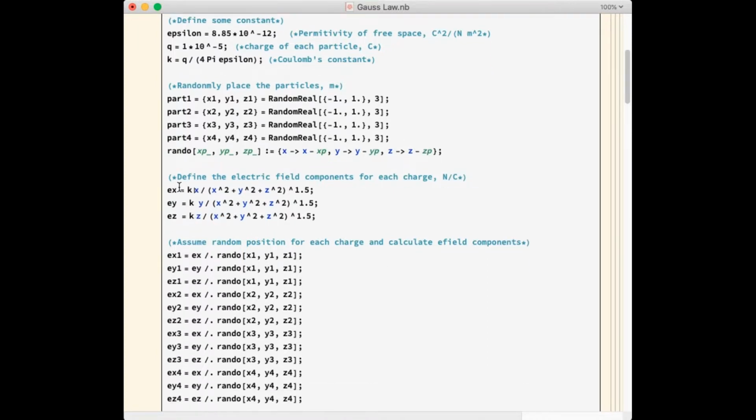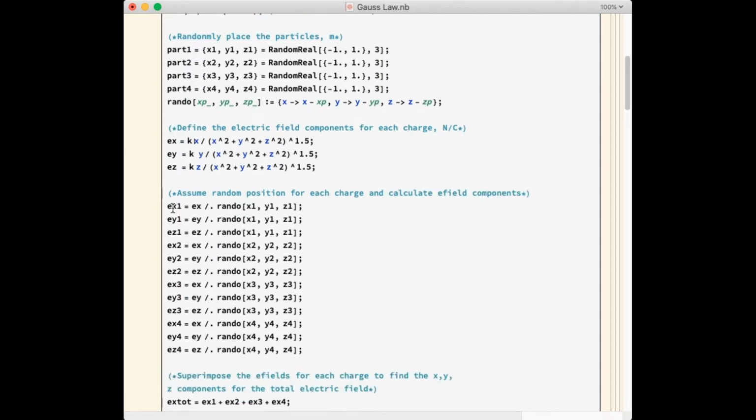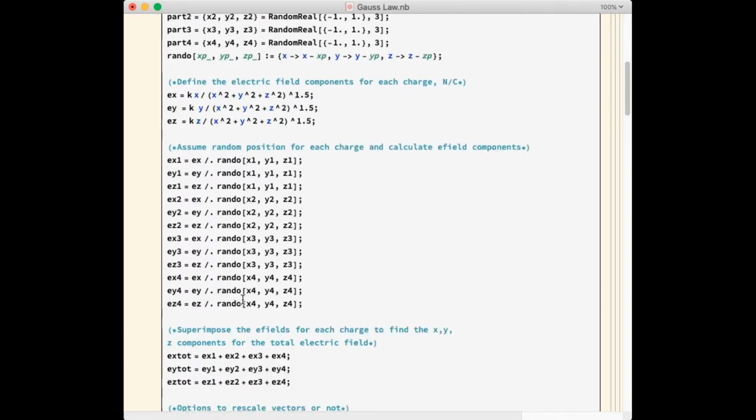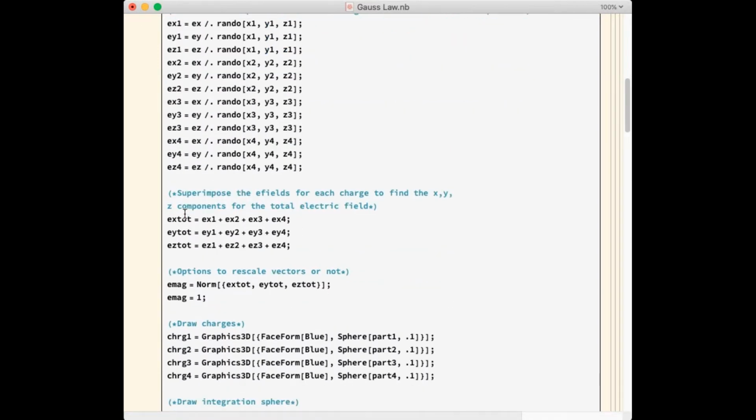I'm doing it in a way where I can define this equation, and then down here I'm actually substituting in values for the x, y, and z components of each of the charges. So these are all the electric field components in the x, y, z direction for each of the 4 particles. And this is very repetitive. I wouldn't normally code this way, but I tried to make it as easy as possible to understand.